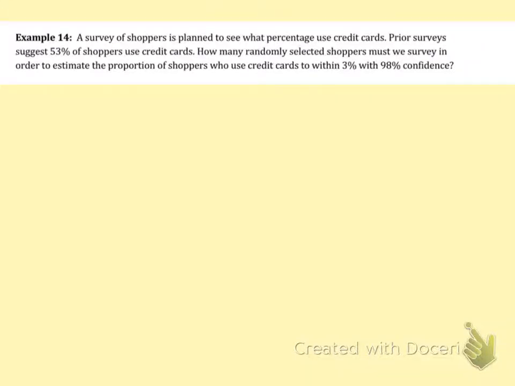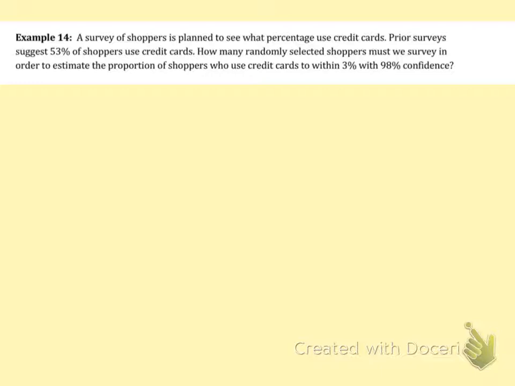Hi everyone, this is example 14 from chapter 13 in your student packet. It says, a survey of shoppers is planned to see what percentage use credit cards. Prior surveys suggest 53% of shoppers use credit cards. How many randomly selected shoppers must we survey in order to estimate the proportion of shoppers who use credit cards to within 3% with 98% confidence?